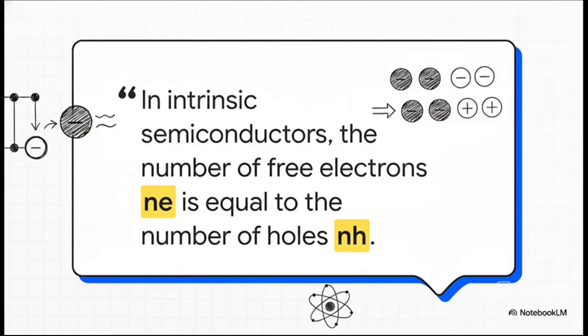In a pure intrinsic semiconductor, every single time an electron breaks free, it leaves exactly 1 hole behind. It's a 1-to-1 ratio. Therefore, the number of free electrons is perfectly equal to the number of holes, and we define this perfectly balanced number as the intrinsic carrier concentration.